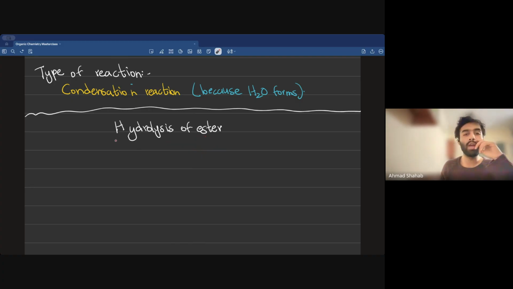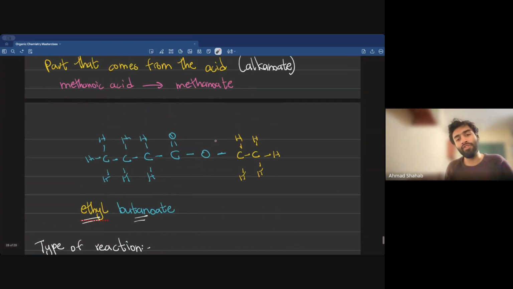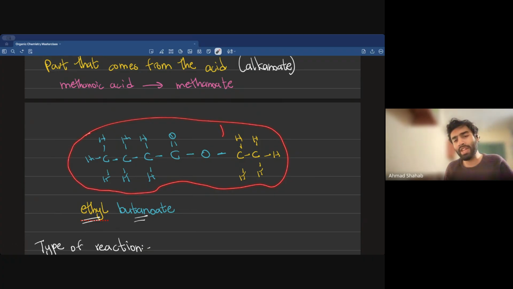But hydrolysis, hydro means using water. So again, water is used to break down a bigger compound into a smaller one. So hydrolysis of an ester is essentially, if you break this ester into smaller compounds, what do you think it will break into? It will obviously break into, again, a carboxylic acid and an alcohol, right?